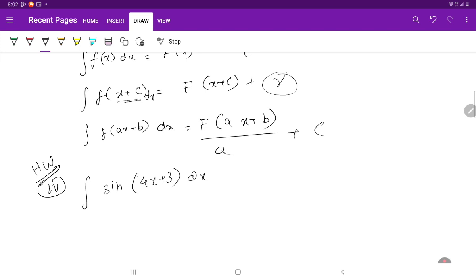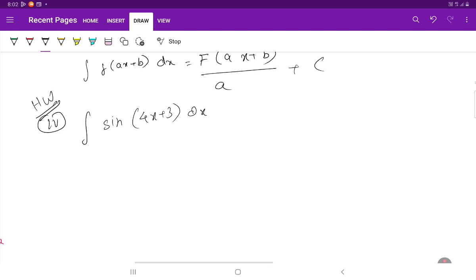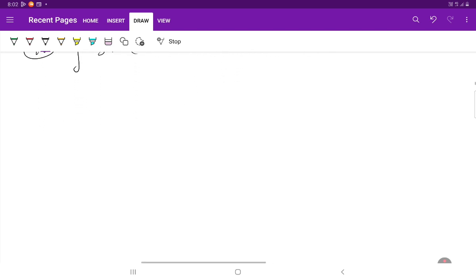Okay, we are done with the indefinite integration. Coming to the last property, the last property we'll be learning is substitution.